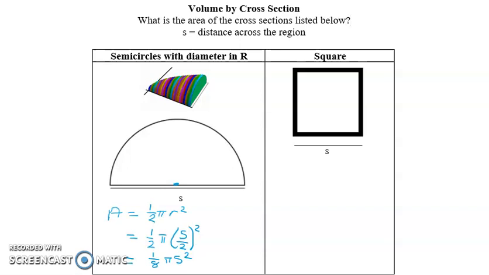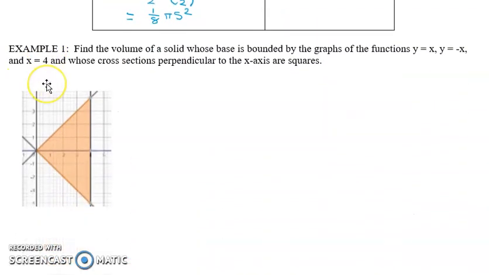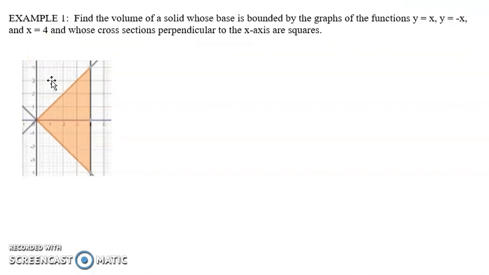Now let's get the area for a square. If we use our cross sections as squares, that means we need the area of the square. We know that the area of a square is length times height. And if it's a square, my length and my height should both be the same. So that means it's going to be s times s, which is s squared. That one's really, really easy. Okay, so let's take this in an example and work through this.